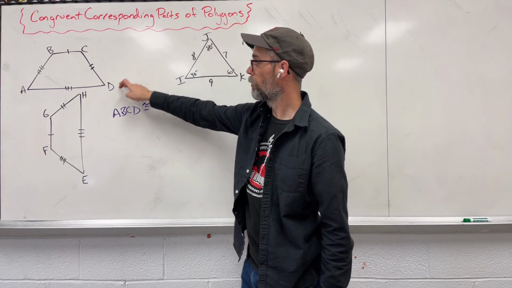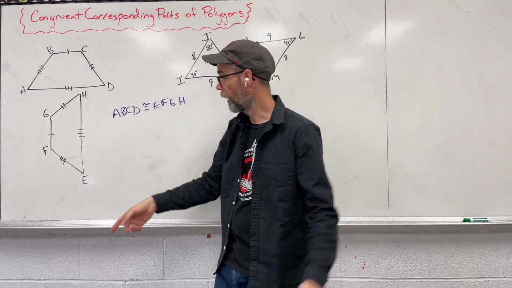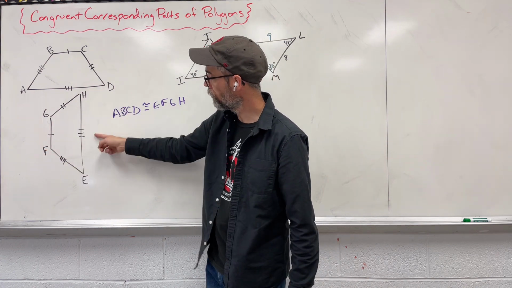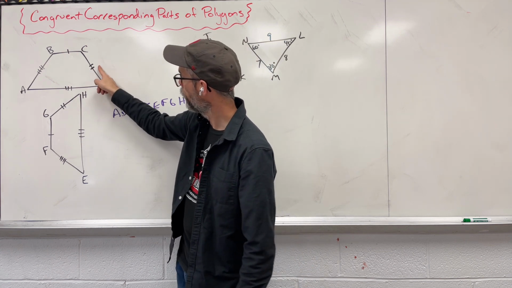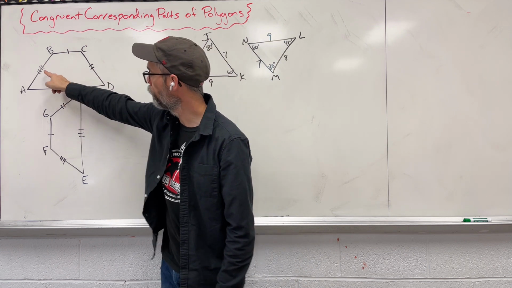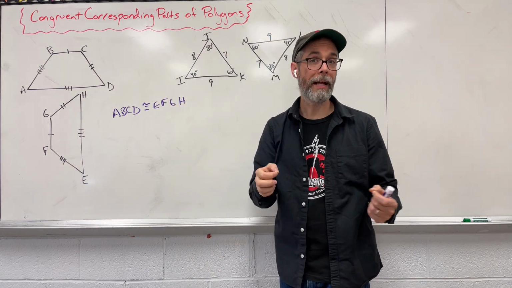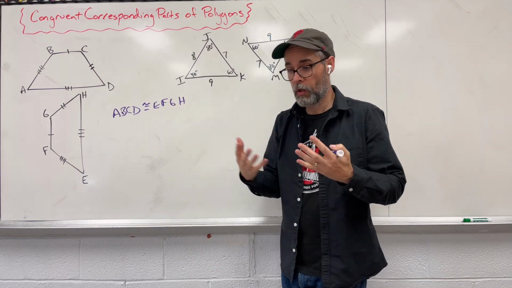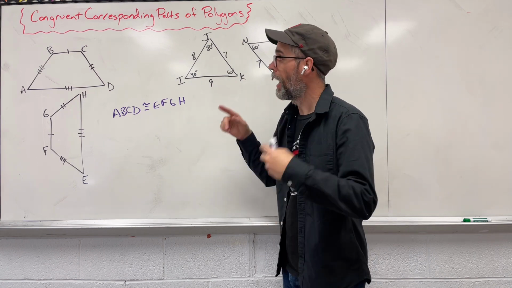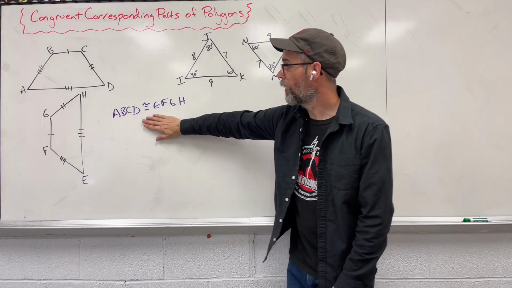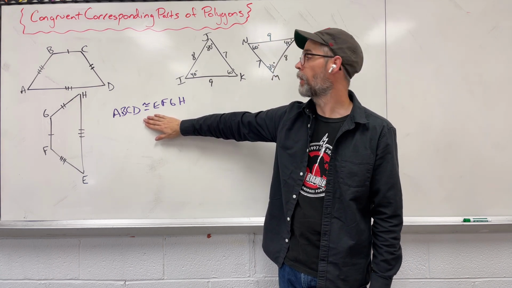Up top, between A and D, we have three little tick marks. That's obviously the longest side. Same thing here, EH, we've got the longest side with three little tick marks. And then as we move on, this has two, that has two, that's got four, that's got four. What that says is each little tick mark matches up with each other, and that polygon is congruent with each other.